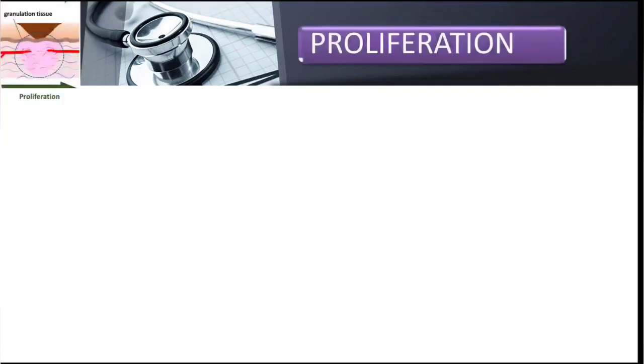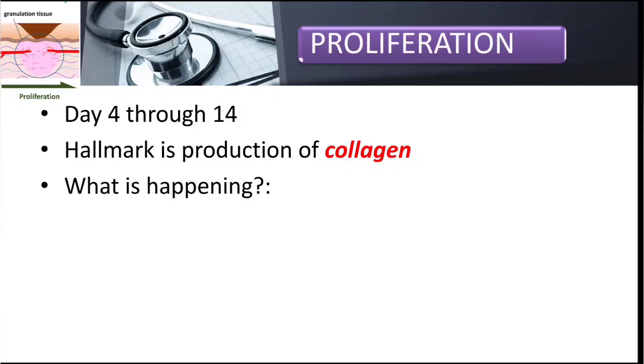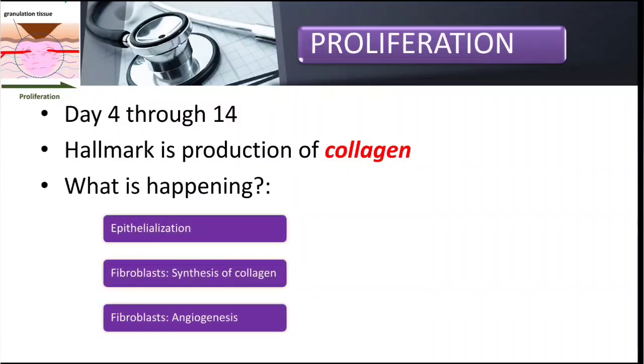Next, let's talk about proliferation. This occurs from day 4 through day 14. The hallmark of this phase is production of collagen. What's happening in this phase? There is epithelialization, and there are fibroblasts, where there is synthesis of collagen and the matrix, and also angiogenesis as a role of fibroblasts.